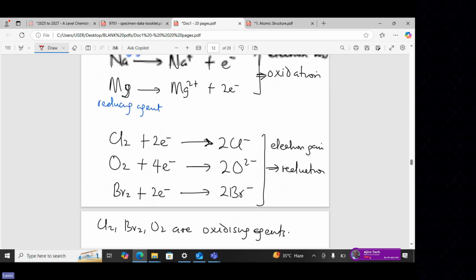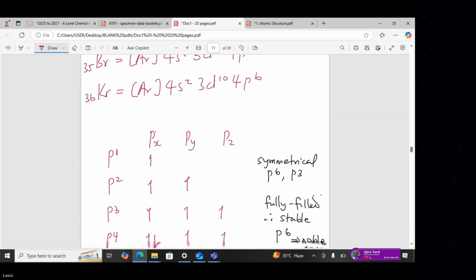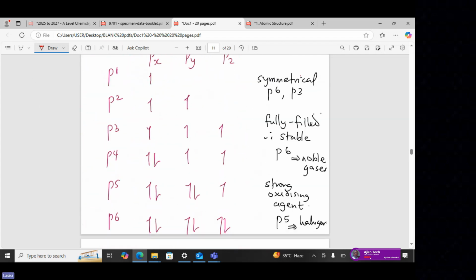So my point is this. Come back here. We are talking about this one. We know the ones that are symmetrical, p3 and p6. The ones that are fully filled and therefore stable, p6, are the noble gases. The ones that are strong oxidizing agents are different. Now, there's what we call electron pair repulsion. We don't like pairing electrons from the beginning because they repel each other. Don't forget, electrons are similarly charged, they are negatively charged, so they repel each other. That is why you have to put them in singly first before you pair them up. Do you get the point now?